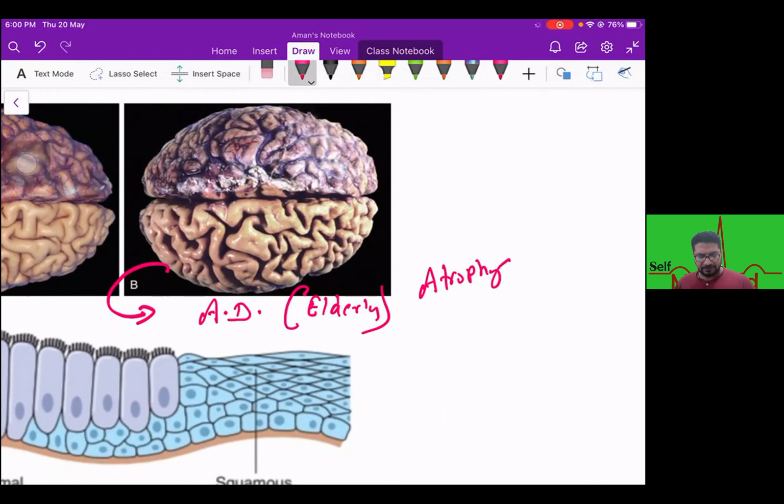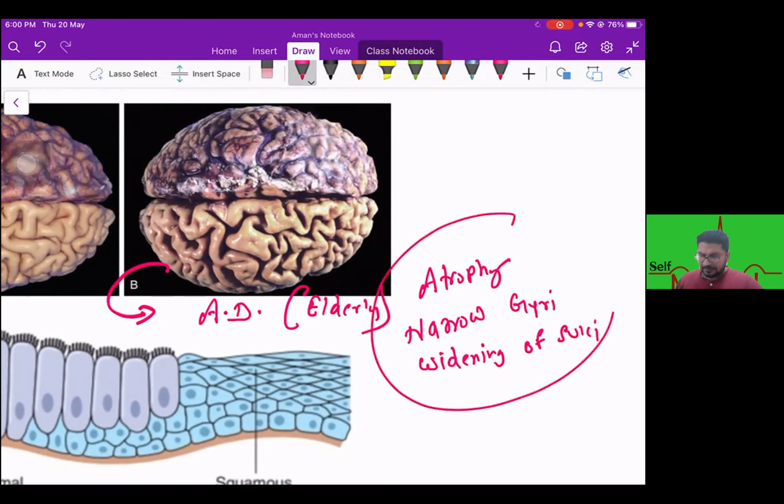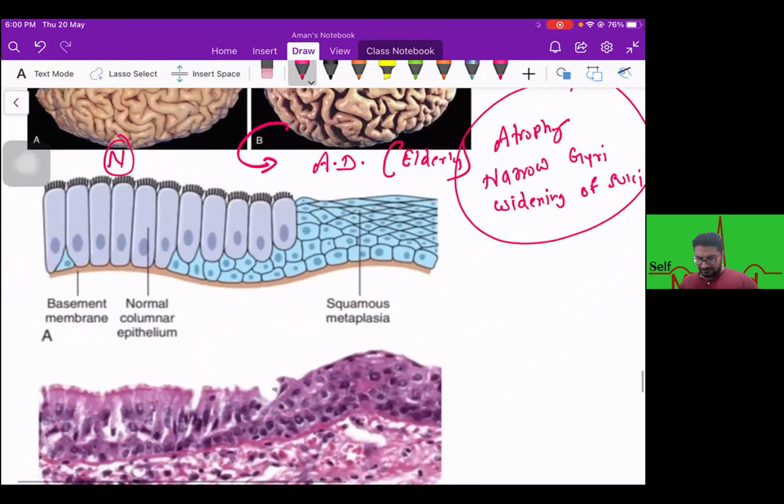And you will notice the blood supply of the brain will be reduced. When the blood supply of the brain is reduced, there will be narrowing of gyri and widening of sulci. And these are classical changes: brain atrophy, narrow gyri, and widening of sulci. And sometimes you will see hydrocephalus ex vacuo. These are classical changes you will see in a patient who has Alzheimer's disease. Okay, let me move to the next image.